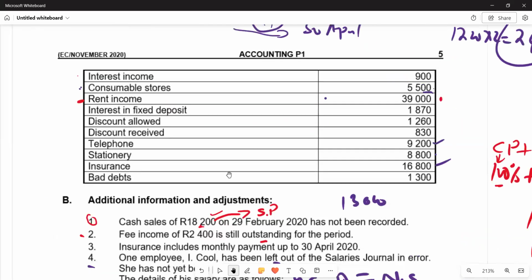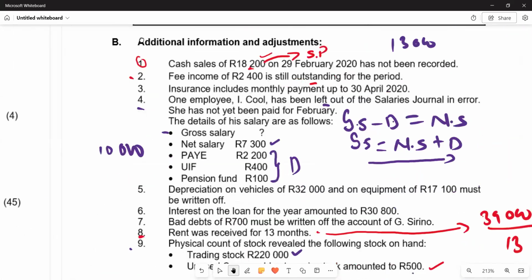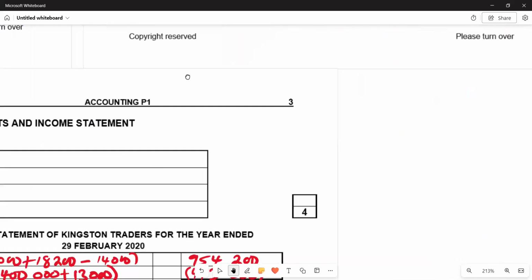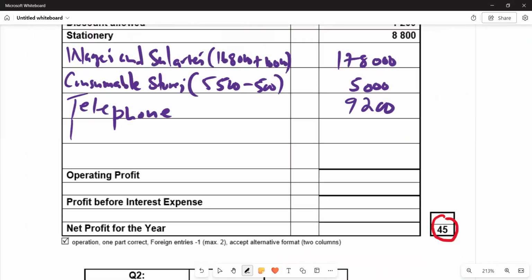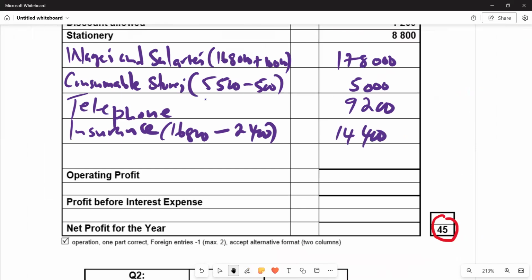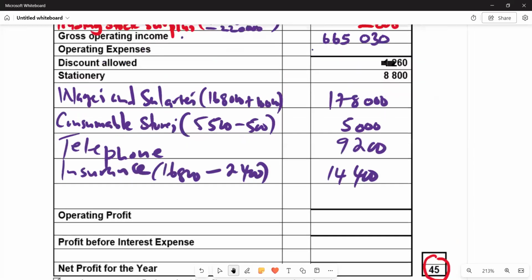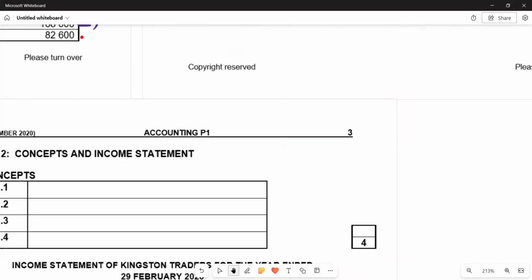So we go there. We are now saying insurance, and we have an amount of 16,800. Then you subtract your 2,400, and the final answer that you get is 14,400. Then we can go and try to see any other expense after insurance.